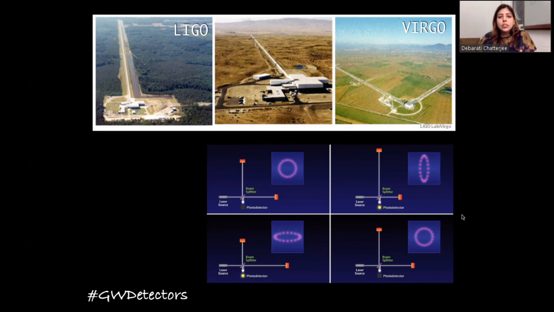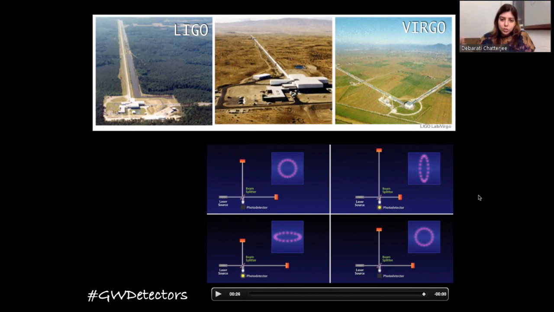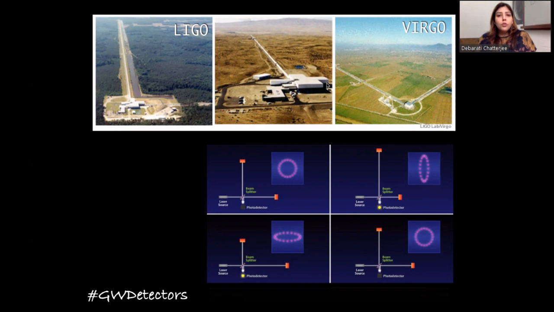This actually meant that for such small amplitudes to be detected, one needed arm lengths in the interferometer to be kilometers long. So this is what was constructed in the photos that you see above. You see the LIGO detector, the Laser Interferometer Gravitational-wave Observatory in the United States, at two sites, Hanford and Livingston, and the Virgo, which is at the border of Italy and France. And these actually had arms which are kilometers long.